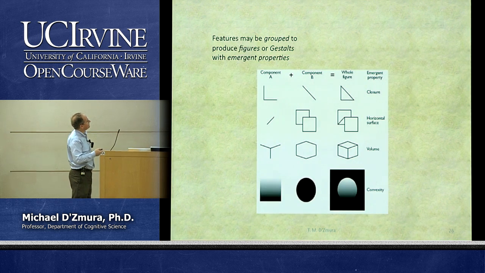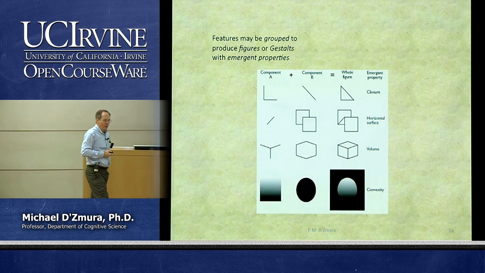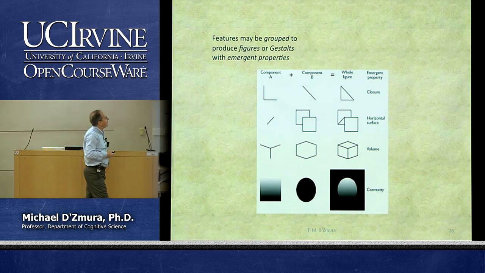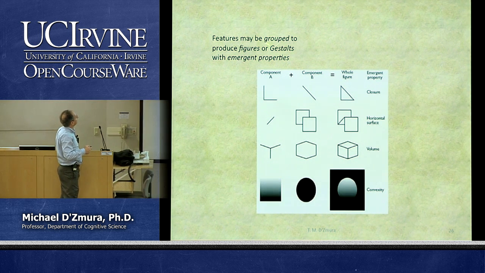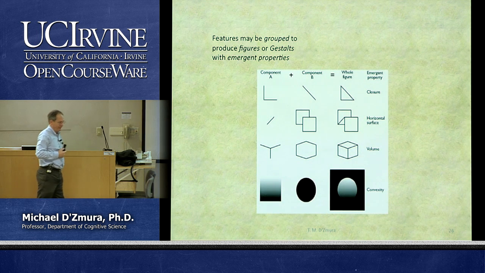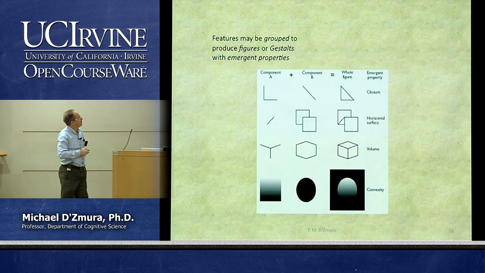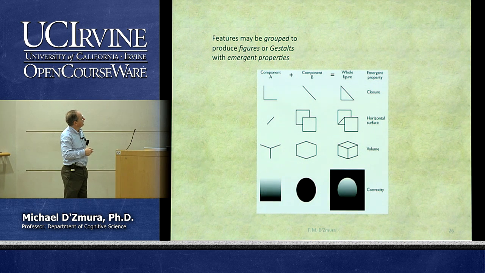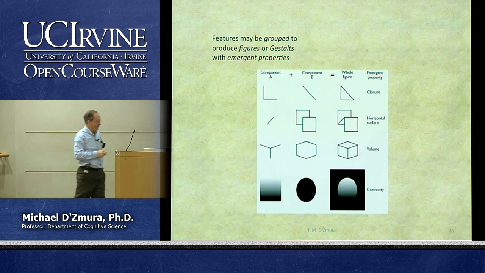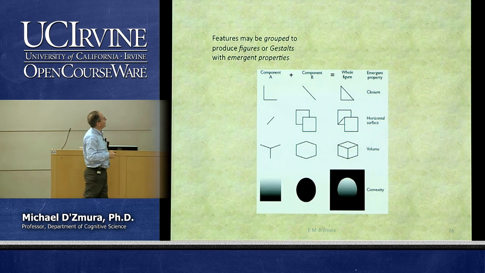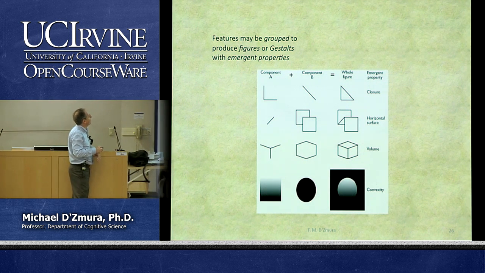So, now that we know what some of the features are, what can we do with them? Well, it turns out we can group them together to give us a figure. These figures are sometimes known as gestalts. And these gestalts can have what are known as emergent properties. So what's an example of an emergent property?